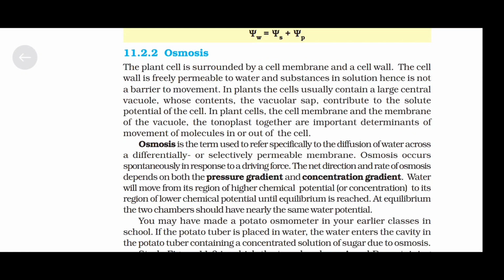Osmosis. The plant cell is surrounded by a cell membrane and a cell wall. The cell wall is freely permeable to water and substances in solution, hence is not a barrier to movement. In plants, the cell usually contains a large central vacuole whose contents, the vacuolar sap, contribute to the solute potential of the cell. The cell membrane and the membrane of the vacuole, the tonoplast, together are important determinants of movement of molecules in or out of the cell.